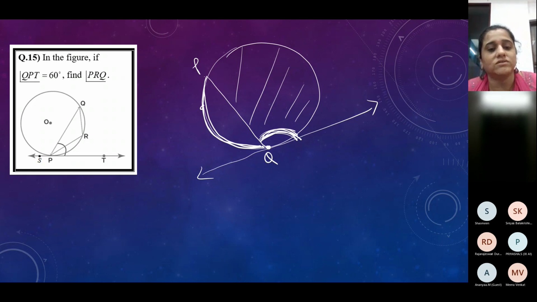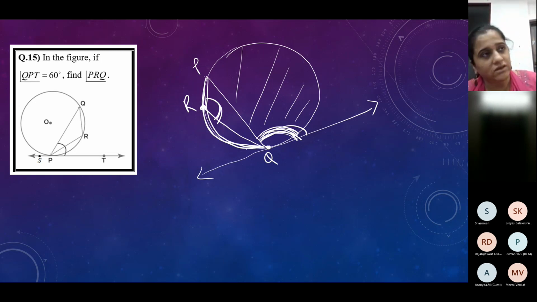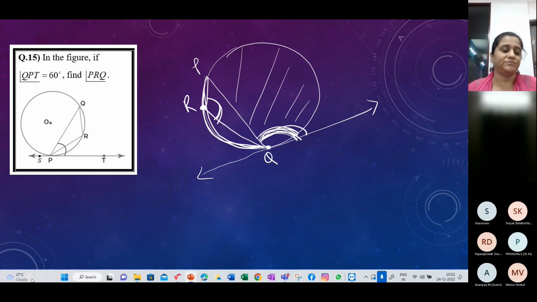Take any point on this. Join the ends of the chord to this point, P to R, Q to R. An angle is formed, PRQ. This angle is equal to this angle. That is the relationship by the alternate segment theorem.